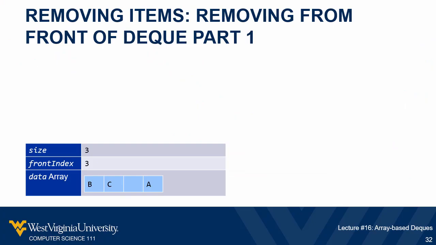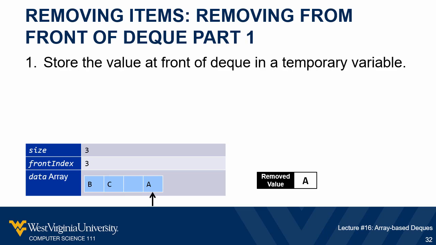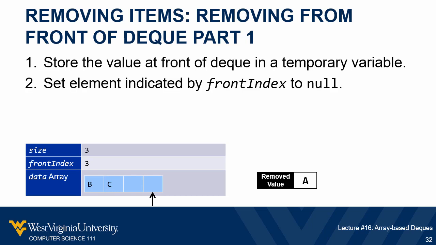Now that we've added things to our deck, let's see how we can go about removing them. We're going to start by looking at how we want to remove things from the front of the deck. In this example, you can see that we have a deck that has 3 items stored in it, and the front index is in element 3. What I'm going to do is take the value that's in the front of the deck, so that's actually element 3, the A, and store it in a temporary variable. Once I've done that, I'm going to set that element where it had been to null. That'll reflect that the array element is no longer being used.